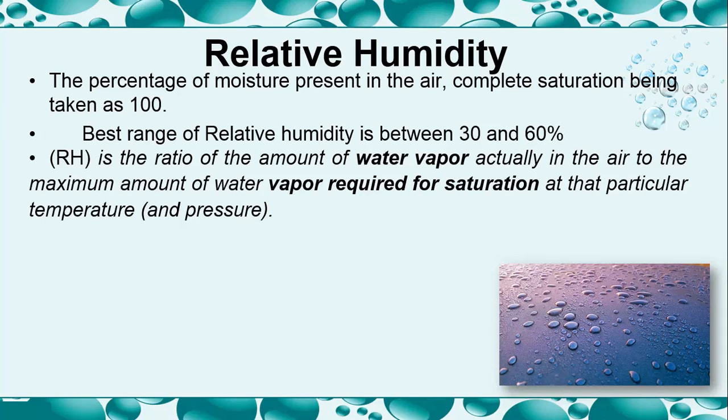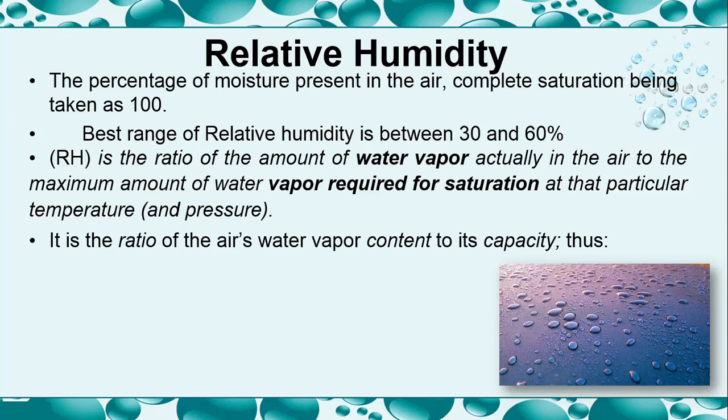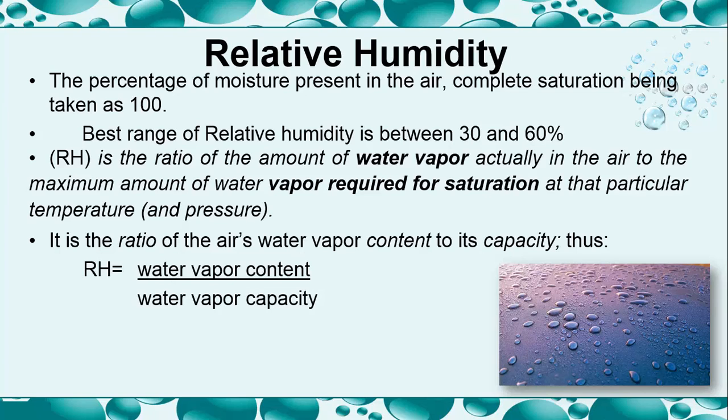In other words, relative humidity is the ratio of the amount of water vapor actually in the air to the maximum amount of water vapor required for saturation at that particular temperature and pressure. It is the ratio of the air's water vapor content to its capacity. Thus, the relative humidity is equal to the water vapor content divided by the maximum water vapor capacity.